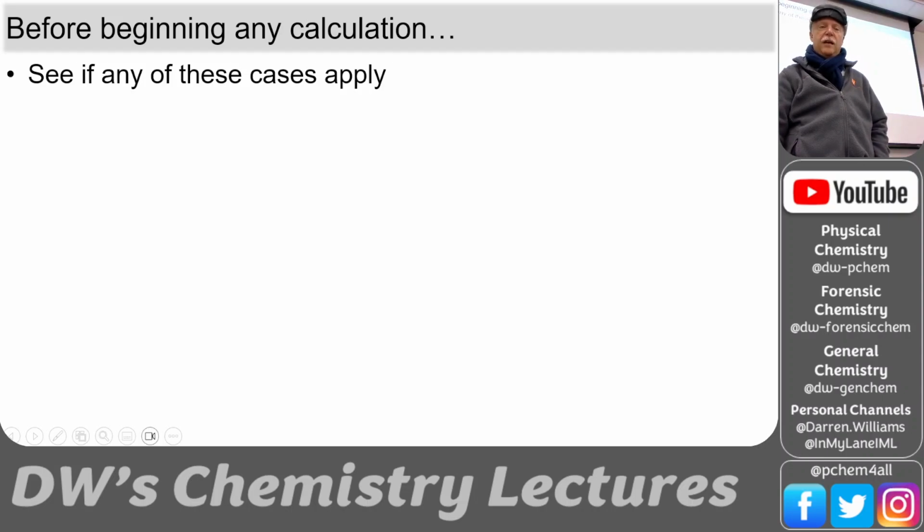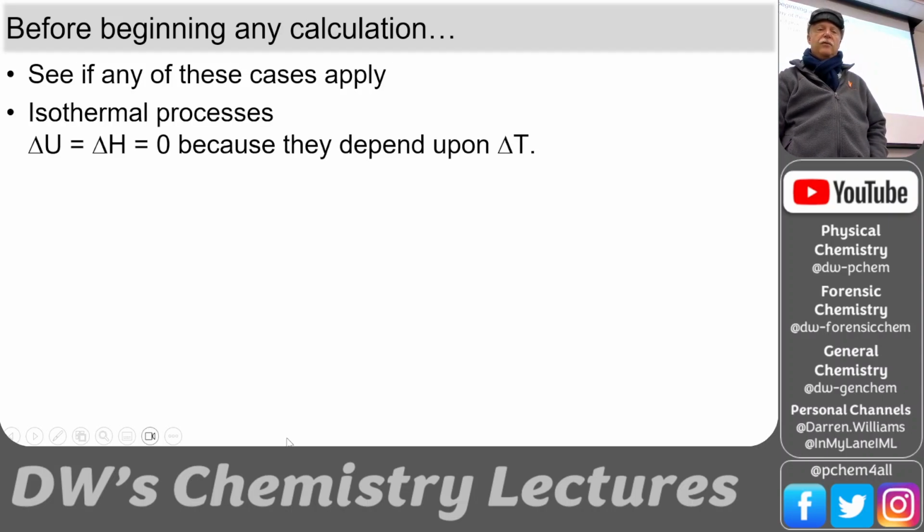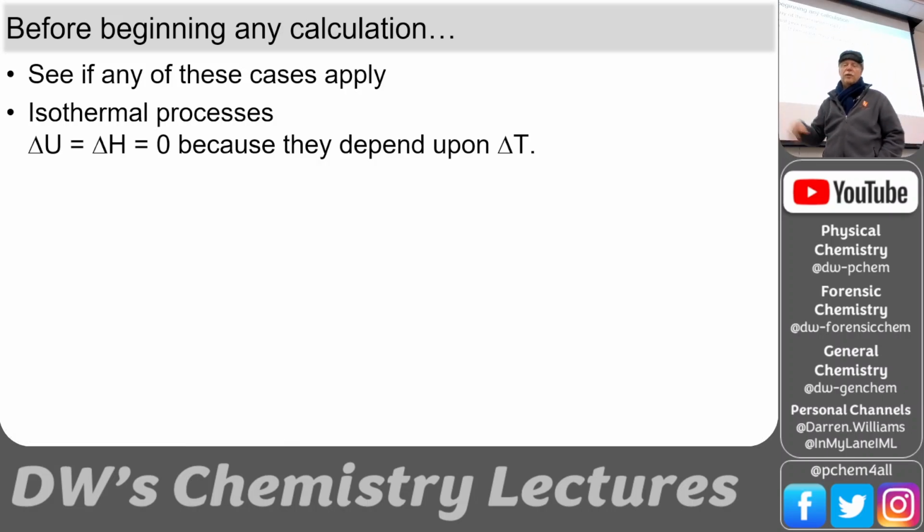So before beginning any of these calculations, ask yourself, are there any isothermal processes? Because they depend upon delta T, delta U and delta H are 0 in an isothermal process. So that is a helpful thing. To remind you of the equations, delta U is the CV times delta T, the heat capacity at constant volume, and delta H is the CP times delta T. So if delta T is 0, then delta H and delta U are 0.